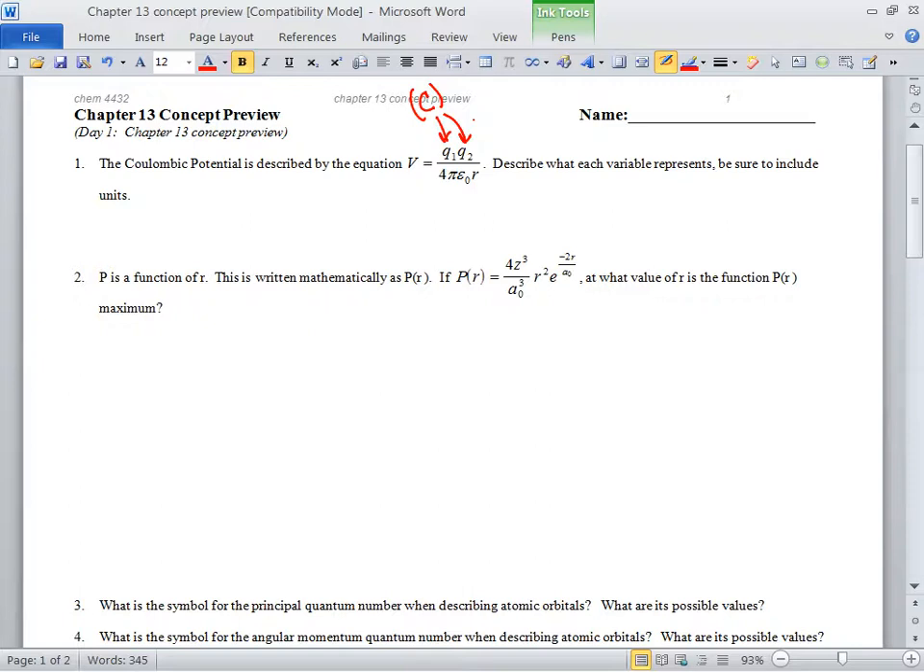Keep going, Jeffrey. R, radius. Distance between what? The two charges. Okay, there's a couple others, I guess, Kevin. Pi. Pi is pi, right? One left. Alyssa? Epsilon. Yeah, E0. What is that?